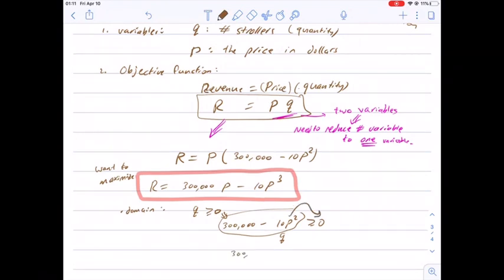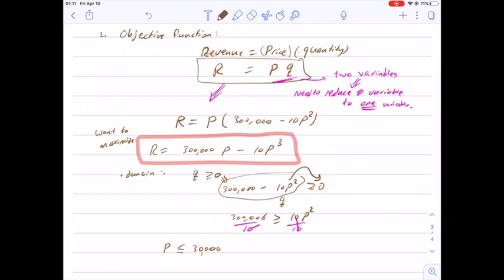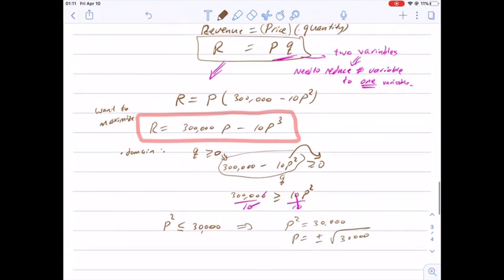And then we solve for p to find the domain for p. So let's bring this to the right hand side. This becomes 300,000 is greater than or equal to 10p squared, and then we divide both sides by the coefficient of p squared. So we get p squared is less than or equal to 30,000. Then we take the square root of this. We can solve it as an equation. So we have p squared equals 30,000, and then p equals plus or minus square root 30,000.